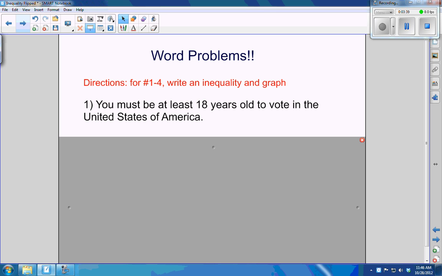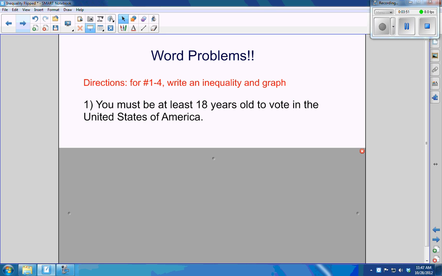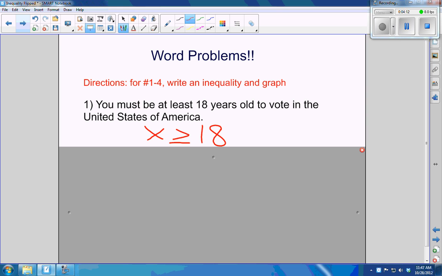Now again, we have word problems, in which you just have to write an inequality. I'll demonstrate how to do the first one, and then you will get some practice. The first one states that you must be 18 years old in order to vote in the United States. So we can use any variable. We'll just use x. And since I have to be at least 18, that also means that I can be 18. So there will be an equal sign. x is greater than or equal to 18. You can be older than 18, you can be 20, 25, 80, doesn't matter. You just need to be bigger than 18.